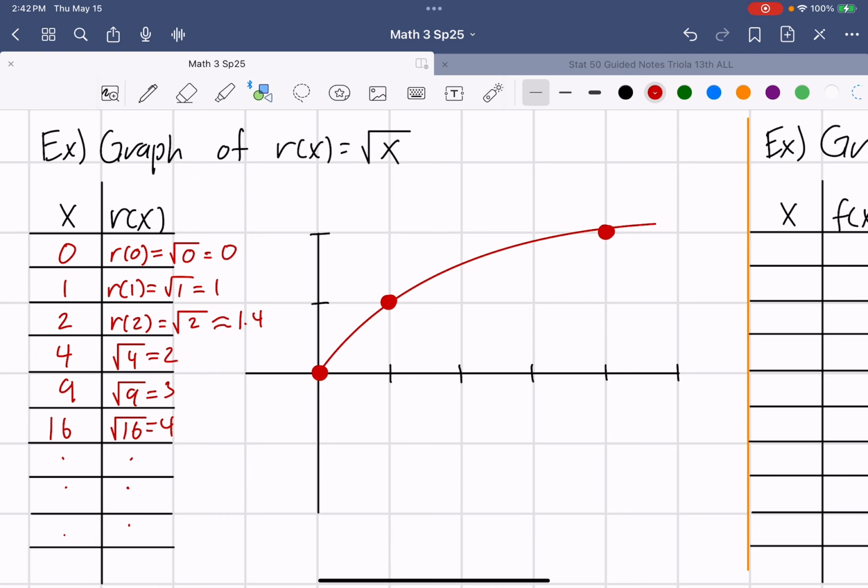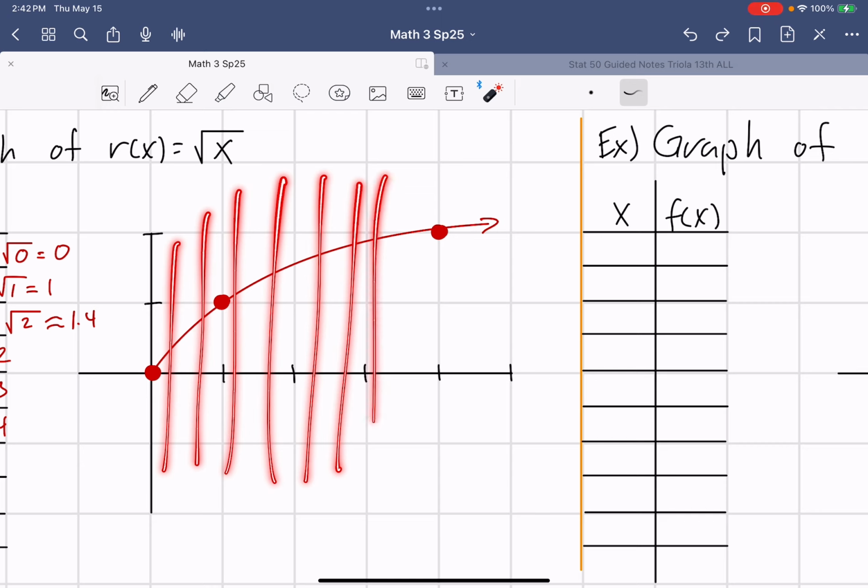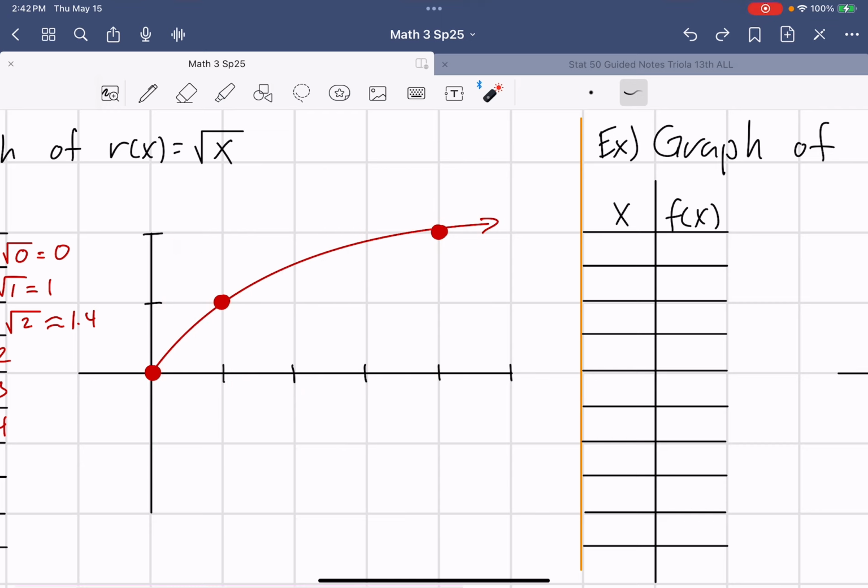And again, the next number would just be 9 and 3, which would just move further down, which you can see the path that this is taking. It sort of looks like this hill. And again, how do we check if something is a function? It needs to pass the vertical line test, and this definitely passes the vertical line test.